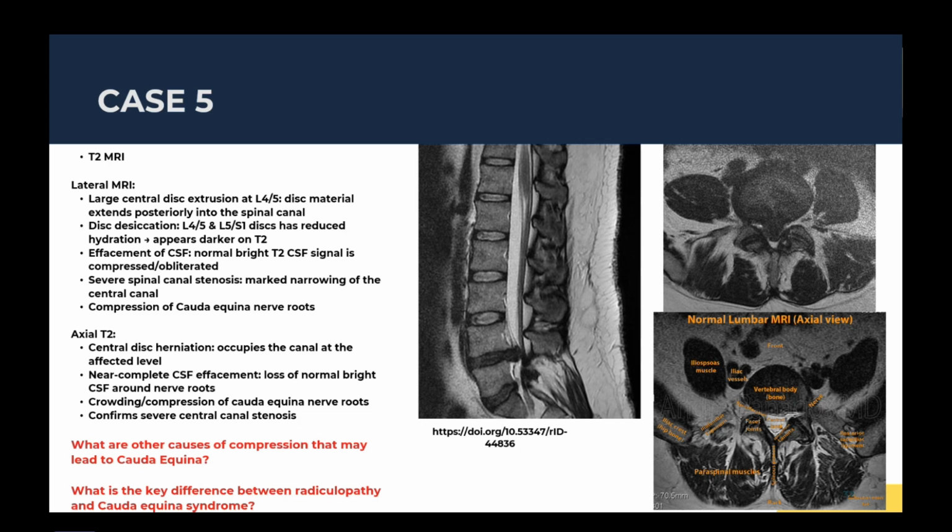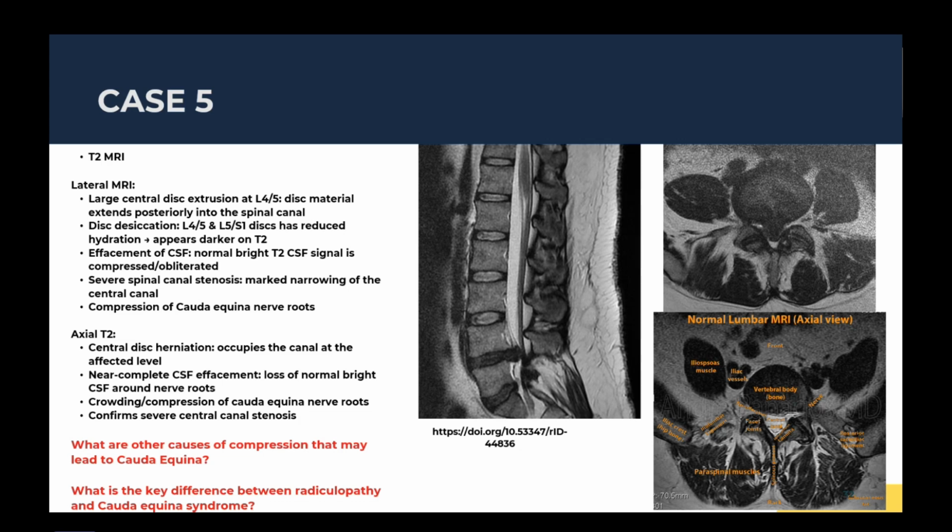Then looking at the intervertebral discs, you can see that when it comes to the L4, L5, it appears darker and there's some sort of dark signal coming here, and that's a disc extrusion at the level of L4, L5. You can also see at the L5, S1 junction that the disc appears dark here, and this is disc desiccation, which is where the disc has lost its hydration and is suggestive of disc degeneration occurring.